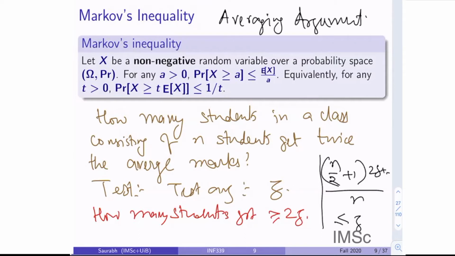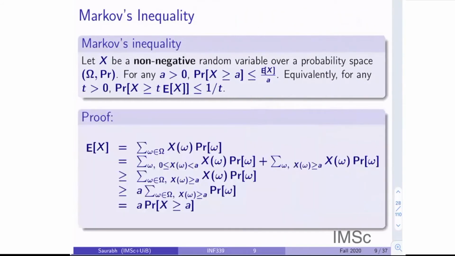Okay. So let's see the proof. Why do I say this is an averaging argument? Okay. So what I'm saying is, for any a greater than or equal to 0, probability that X is greater than or equal to a is this. So I just apply the definition of expectation of X, the sum over omega in Omega of X(w) times probability of w, and then I write, okay, fine, all X(w) between 0 and a, and all X(w) greater than or equal to a, right?